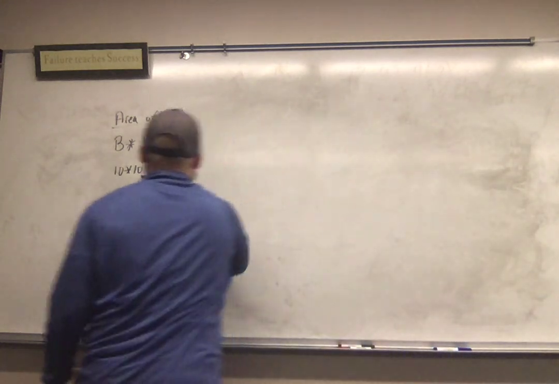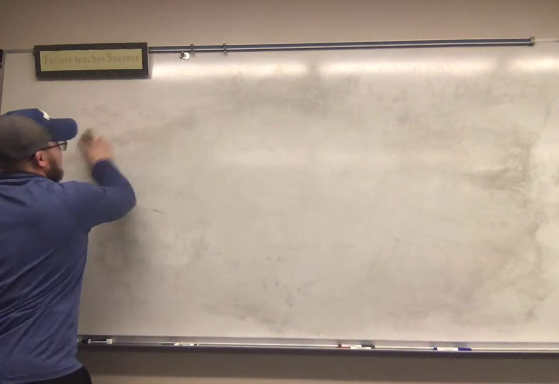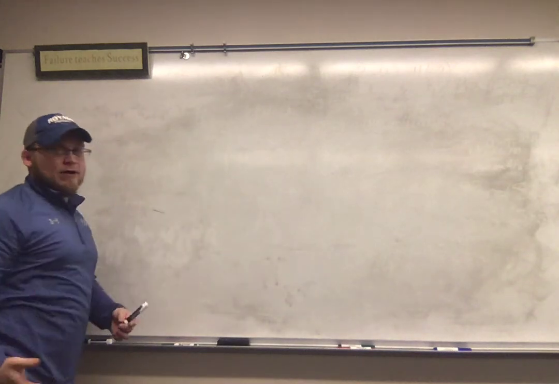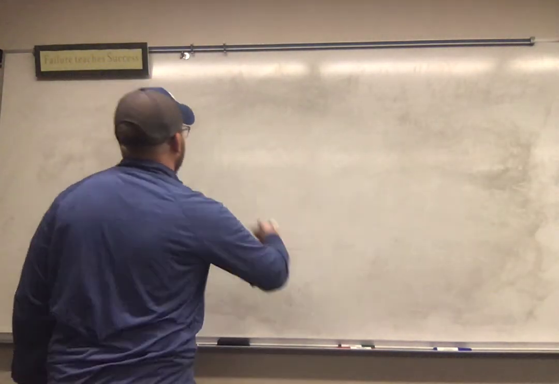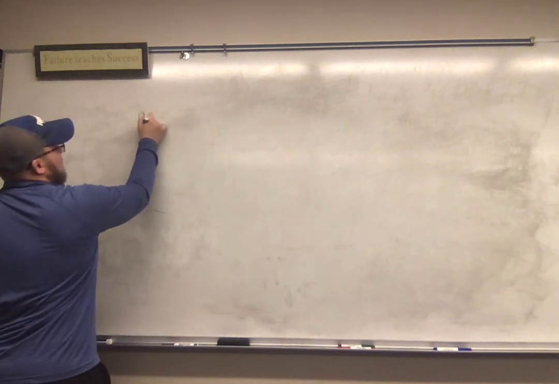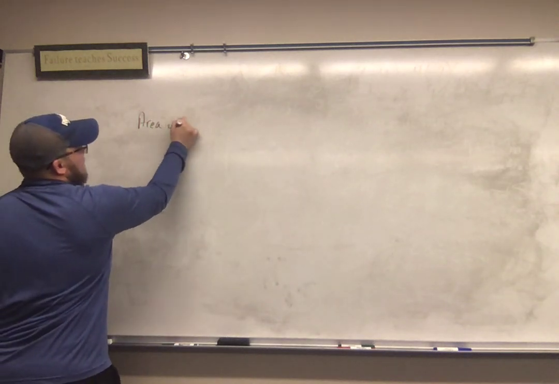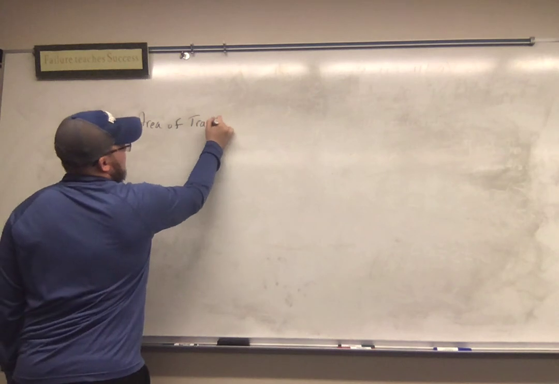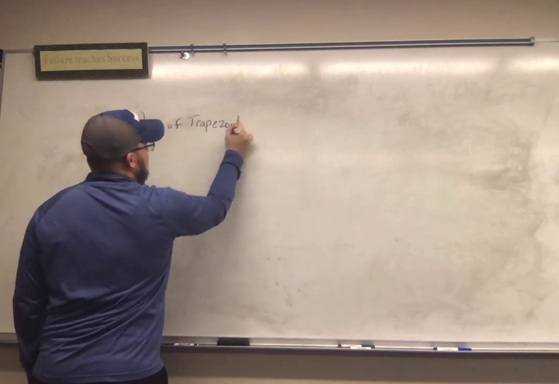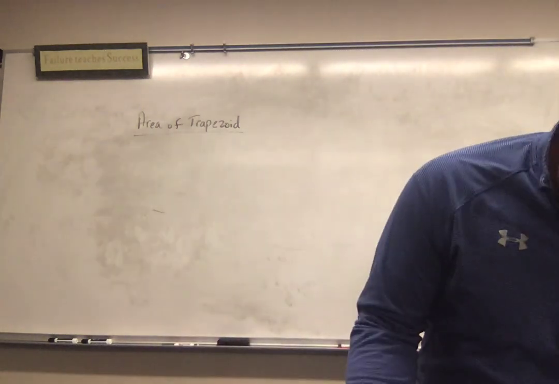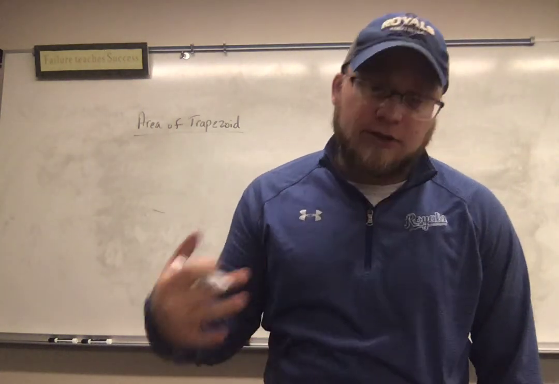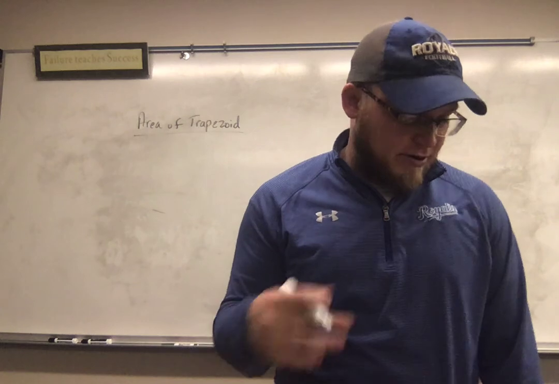So, and that's trapezoids. Now, a trapezoid, just like the area of a rectangle and like the area of a triangle, a trapezoid is going to have a different area. So, I'm going to write that on the board. Area of trapezoid.